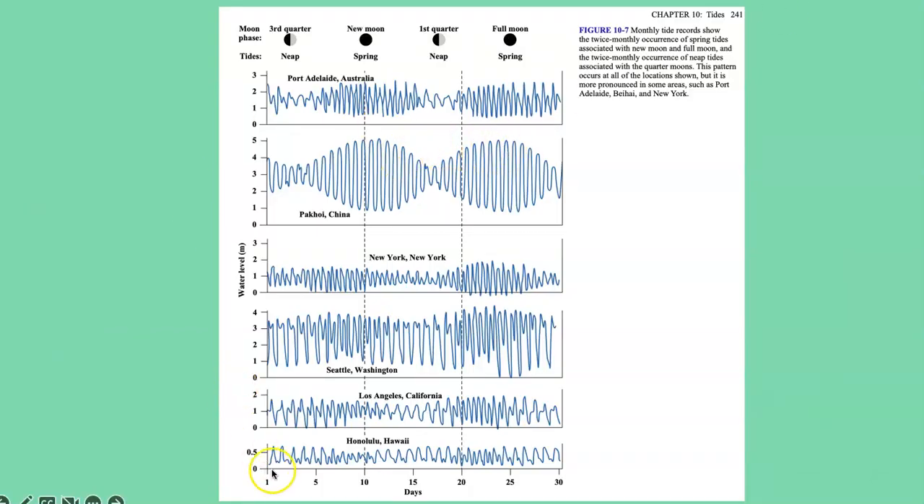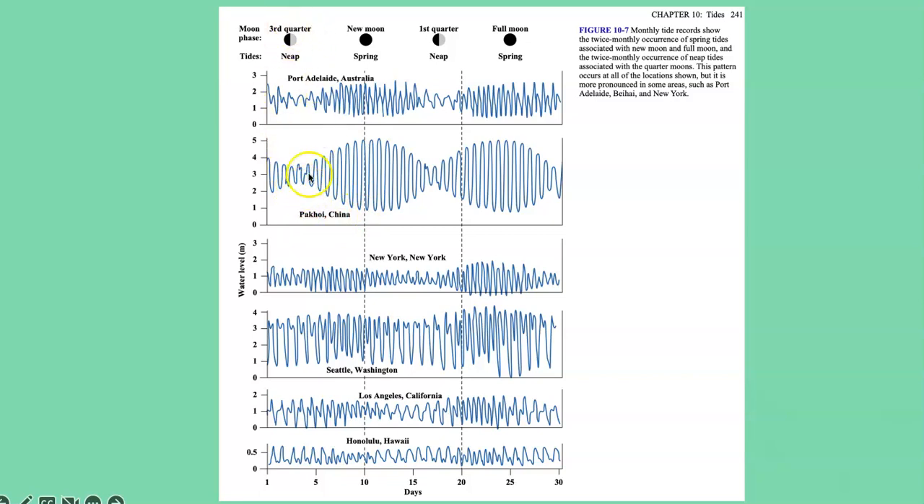Along the x-axis here, I have days, so 30 days. And then I have 1, 2, 3, 4, 5, 6 different locations where they're showing you the tide variations throughout the month. They're also indicating when the neap and spring tides are occurring in the diagram. Now, the one here that I think is the simplest to understand is the one from China.